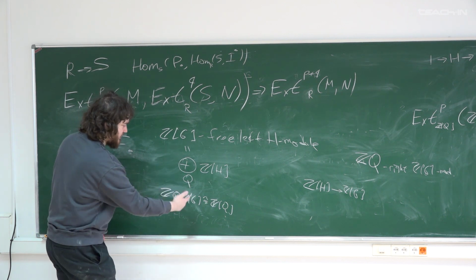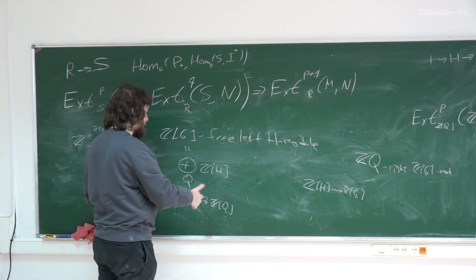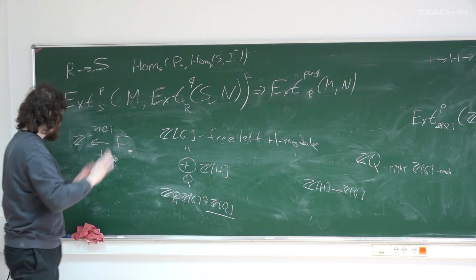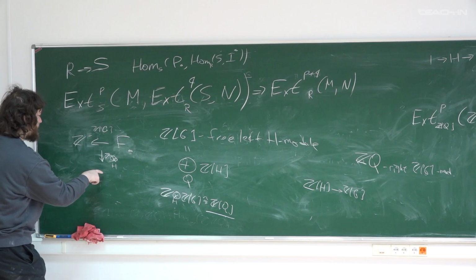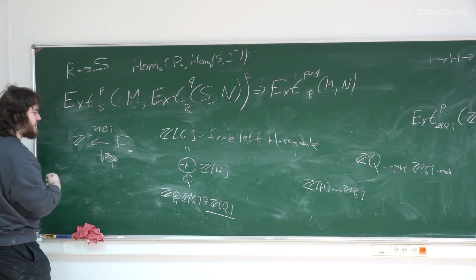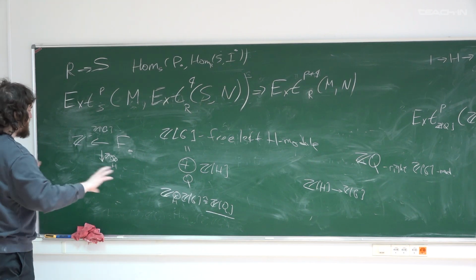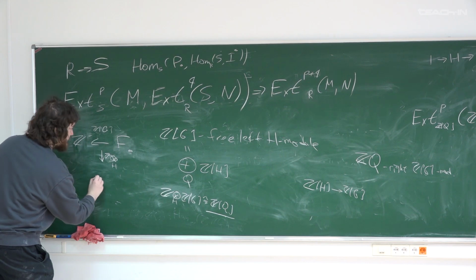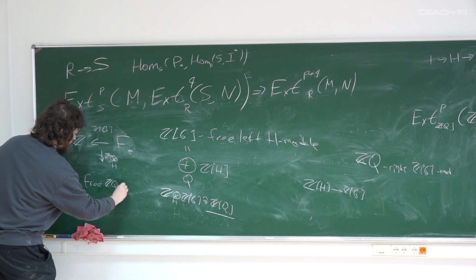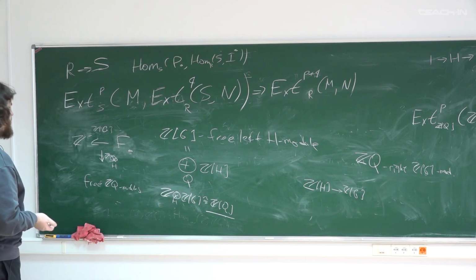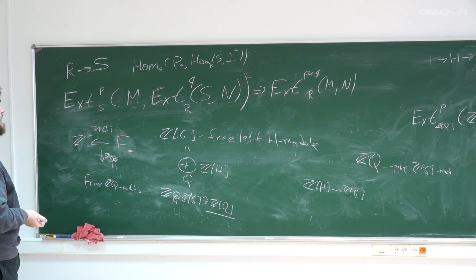And this is also a right ZQ module. It's a right ZQ module. Okay. So if I apply this, I obtain a chain complex of free ZQ modules. Why do I do this?